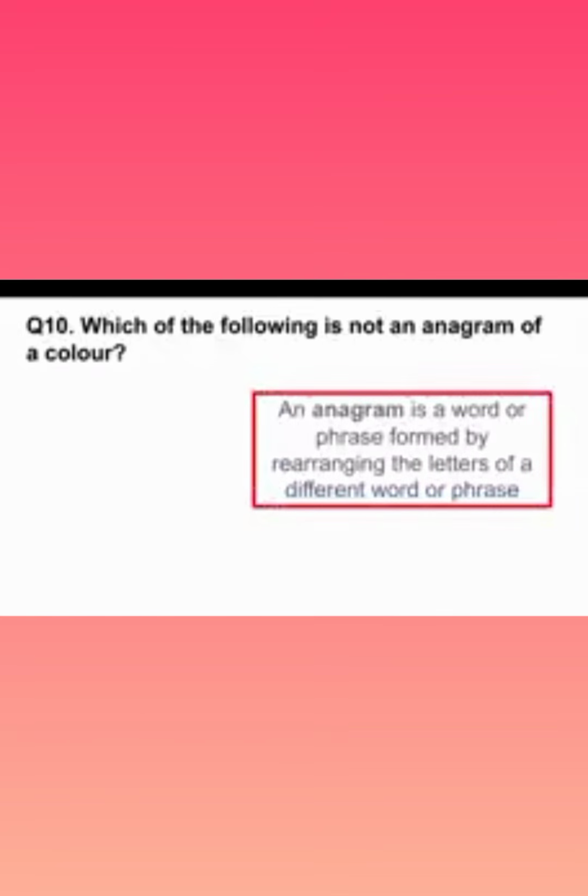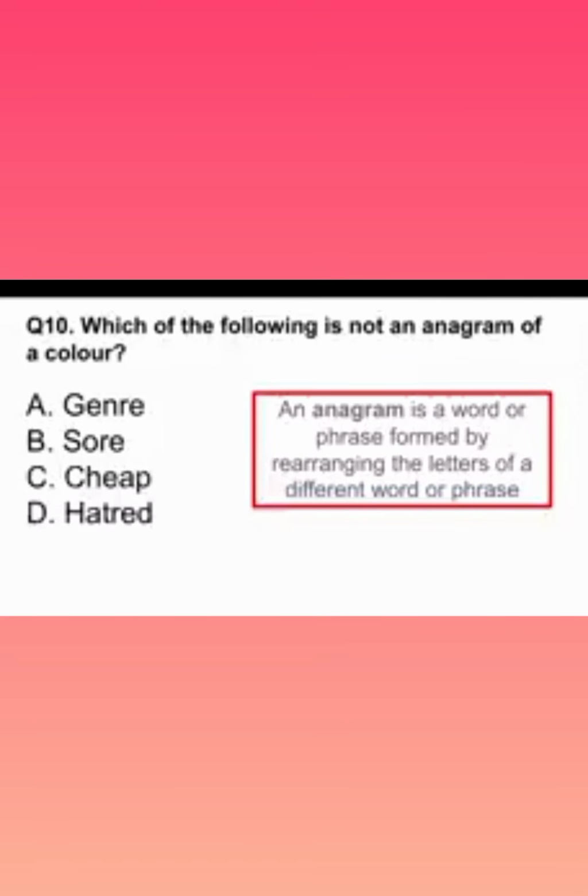Now, an anagram, for those who don't know, is a word or phrase formed by rearranging the letters of a different word or phrase. So, if you look at that genre, could we create a colour by rearranging those letters? B, saw, again, could we form a colour by rearranging those letters? The same for C, cheap, and D is hatred.